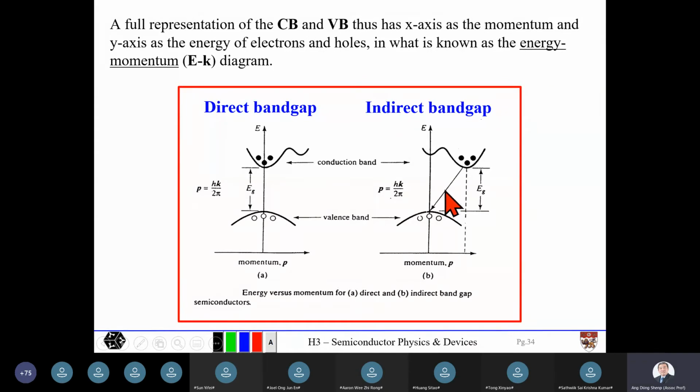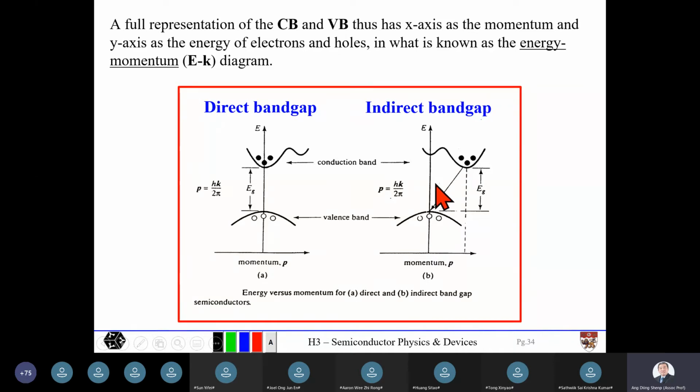For example, if you have a defect state in between EC and EV, shown by the mouse cursor here, it is much easier for the electron to transit from EC to the defect state, because the change in momentum involved is smaller than the one big change needed for recombination to happen. So the electron can transit to the defect state and then transit again to the valence band to recombine with the hole.